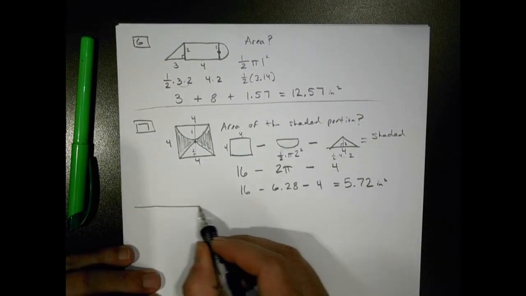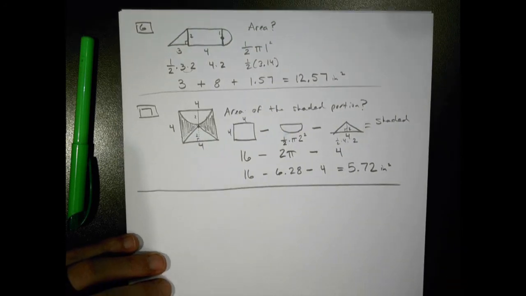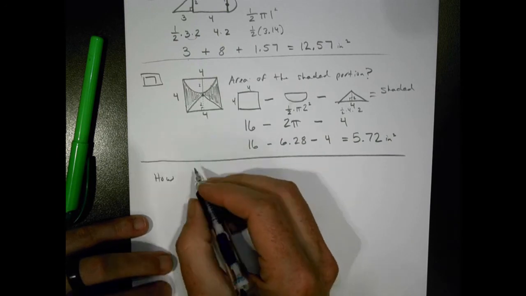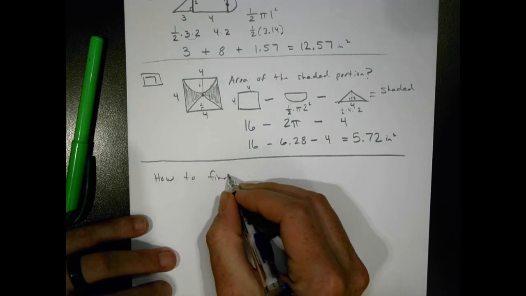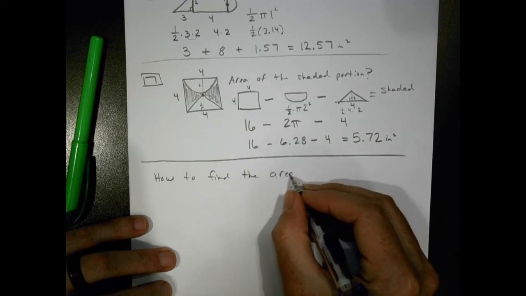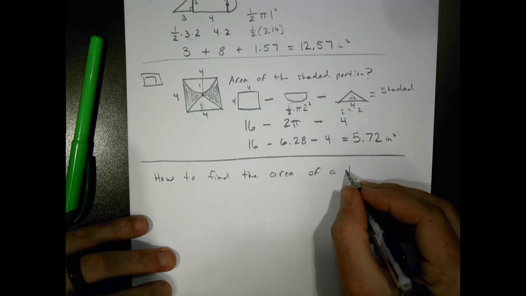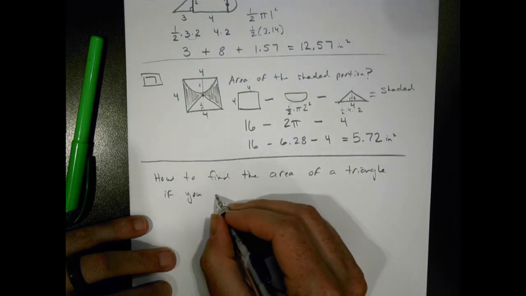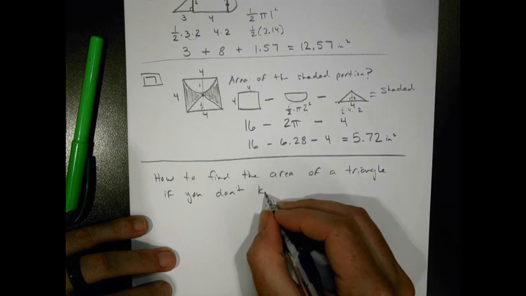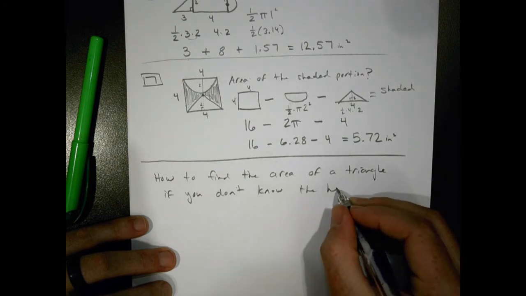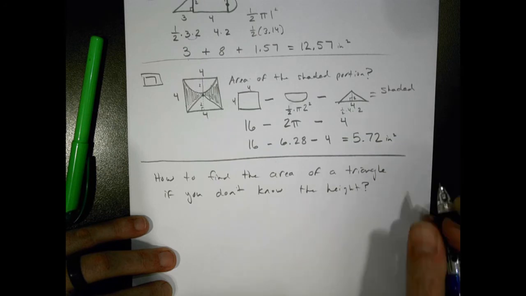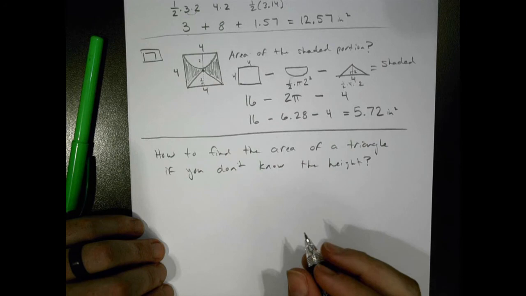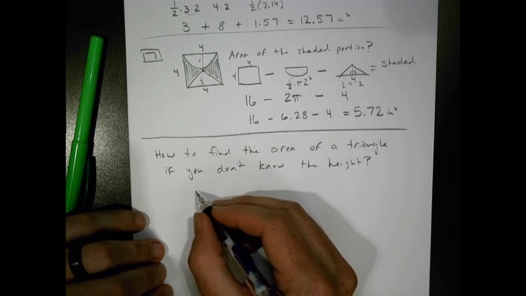Okay, we're doing well. Almost done here. So one final note. Final question, which you may be stuck on already, is how to find the area of a triangle if you don't know the height. Sometimes they don't give you the height, okay? And then the height is what you're looking for, and it becomes a little more complicated.